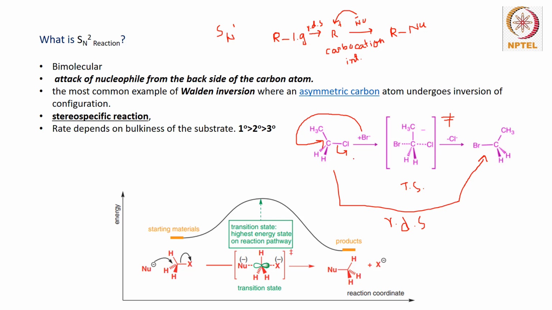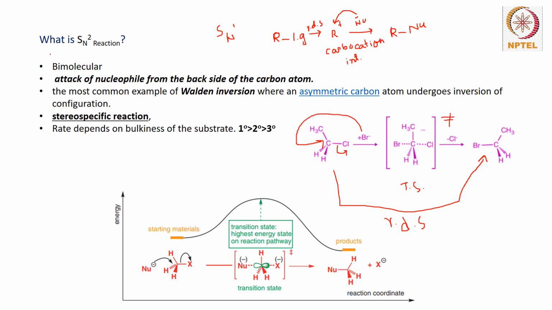So now this is a single step and this is our rate determining step. In this step you can see how many components are involved: this substrate and this nucleophile. So two components are involved. That's why the order of the reaction is 2. So it is a second order reaction. It is a bimolecular reaction. How many molecules are involved? 2. So it's a bimolecular reaction.